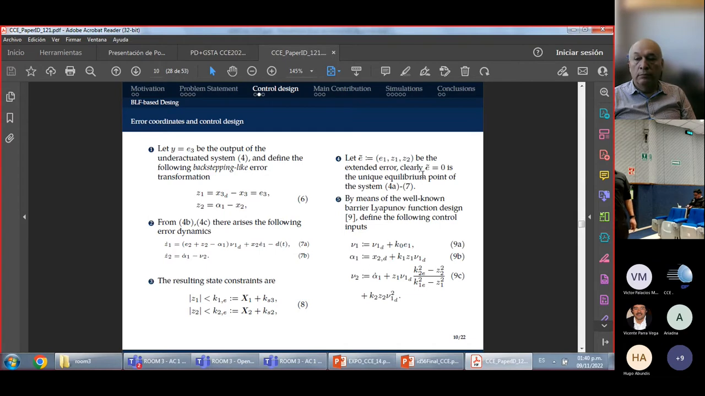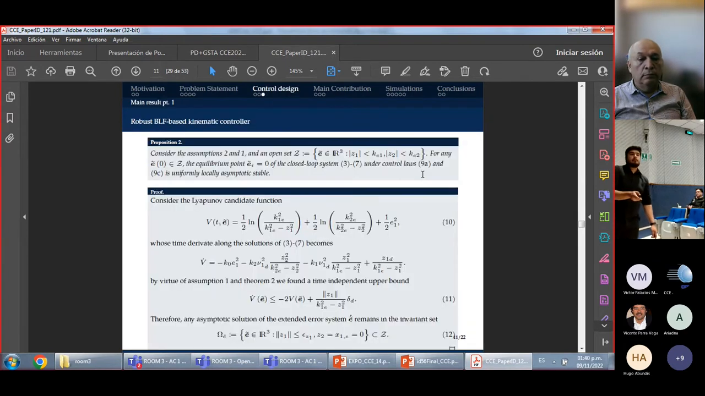And having this sign, I suppose, we arrive at the first part of our main result, which is: for any initial state that fulfills the state constraint, the closed system exhibits uniform ultimate boundedness. The proof is again quite straightforward.